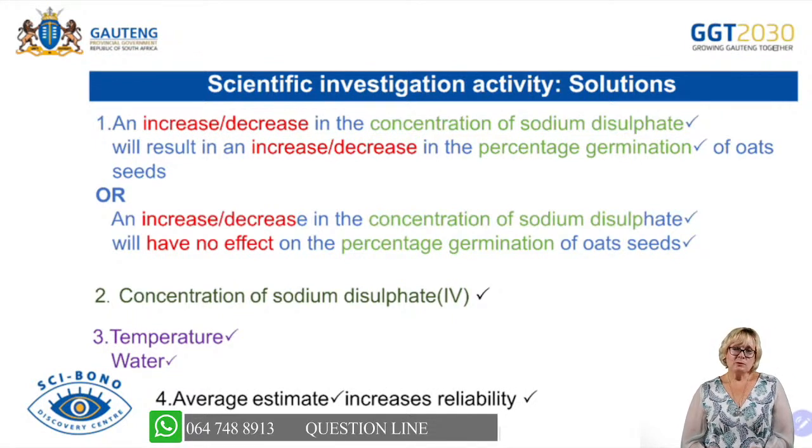All right, remember the question was, why did they do it 5 times? And that is so that they can work out an average, and that will increase the reliability of their results.